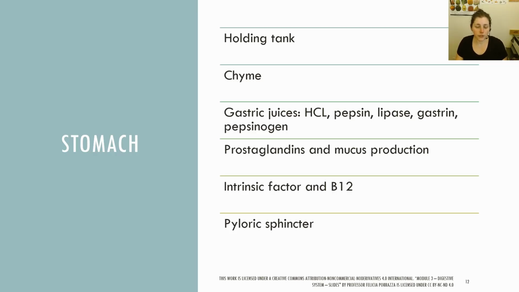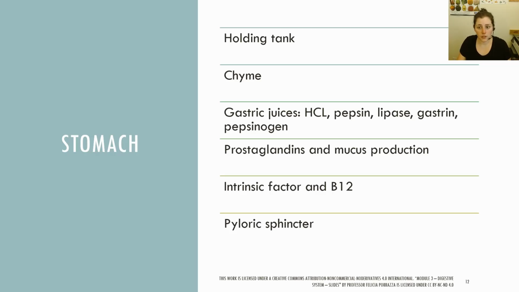Intrinsic factor is also secreted by the stomach lining. This is a glycoprotein required for the absorption of vitamin B12. Some individuals, especially the elderly, do not make enough intrinsic factor, which could lead to pernicious anemia, a type of B12 deficiency. Chyme is slowly released into the small intestine via the pyloric sphincter.